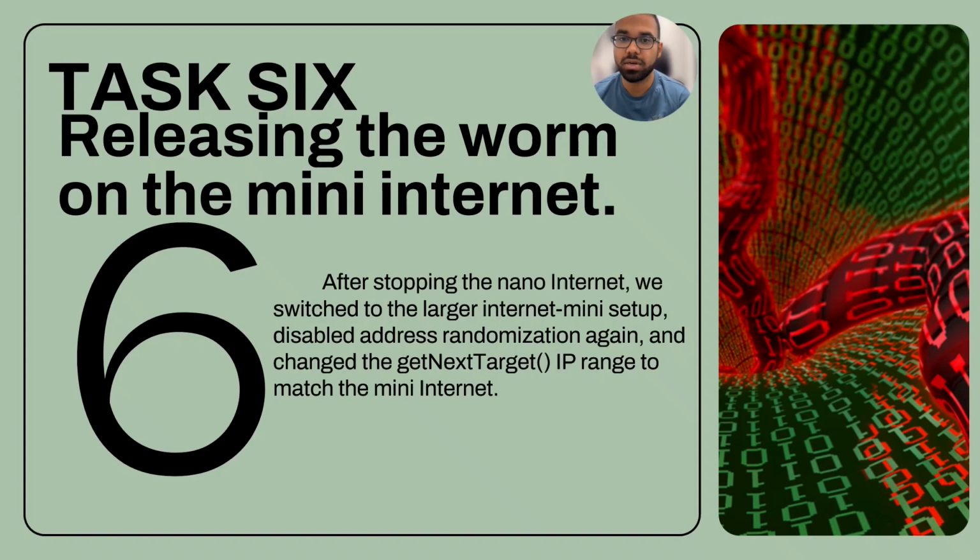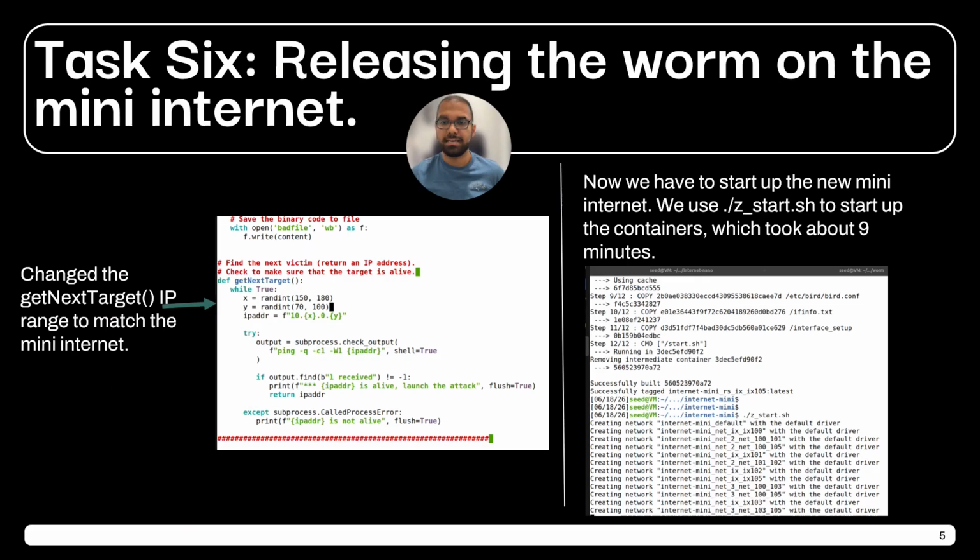Task 6 was releasing the worm on the mini intranet, for which we had to switch to the larger mini intranet setup. We changed the getNextTarget function's IP range to match the mini intranet. Then we used the file provided by the lab to start the larger number of containers. This took about 9 minutes.